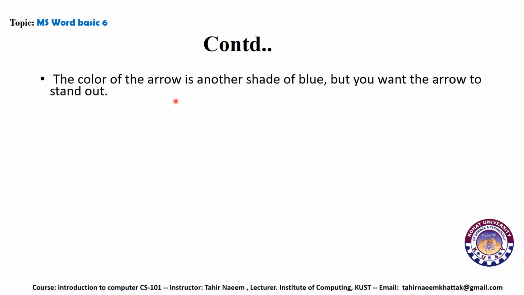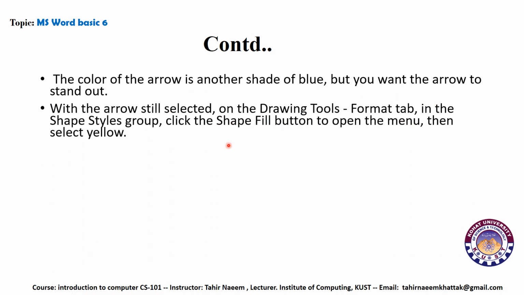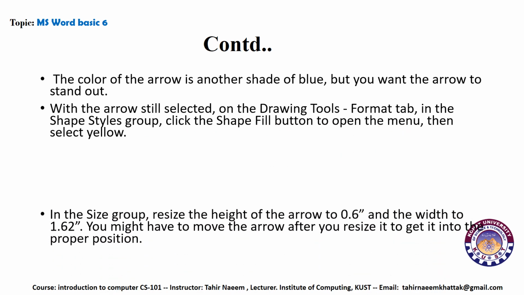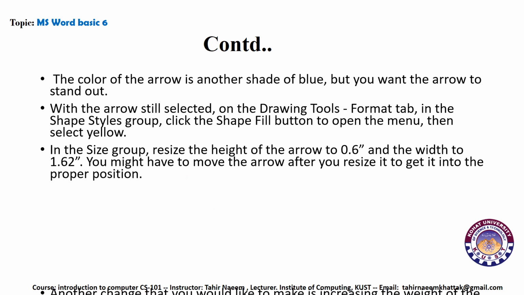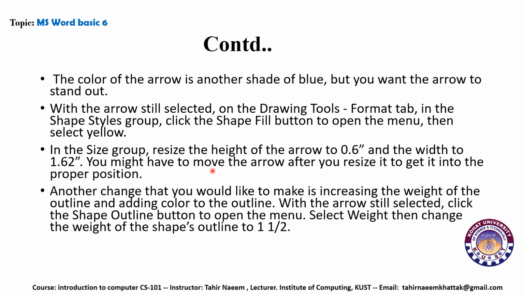The color of the arrow is another shade of blue, but you want the arrow to stand out. When the arrow is still selected, under Drawing Tools, on the Format tab in the Shape Styles group, click the Shape Fill button to open the menu, then select a color for the arrow. So here we can change the shape of the arrow or its different attributes.